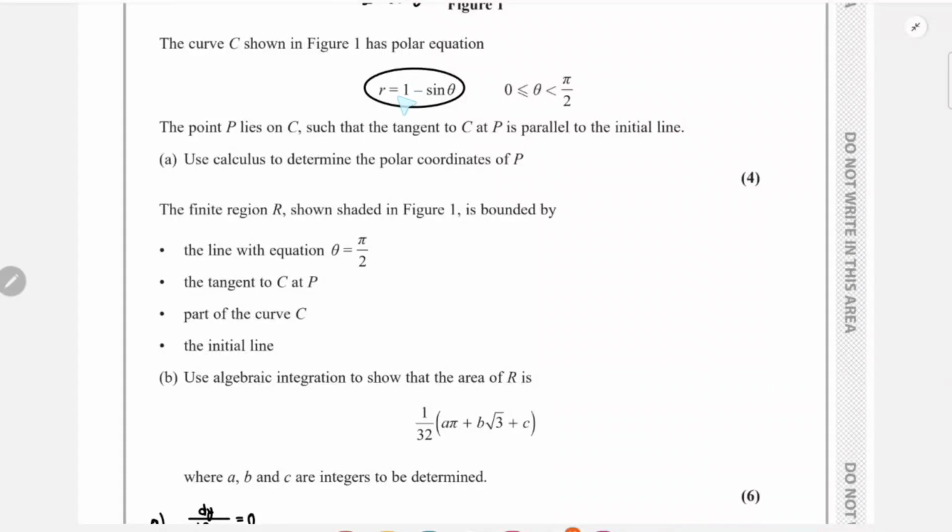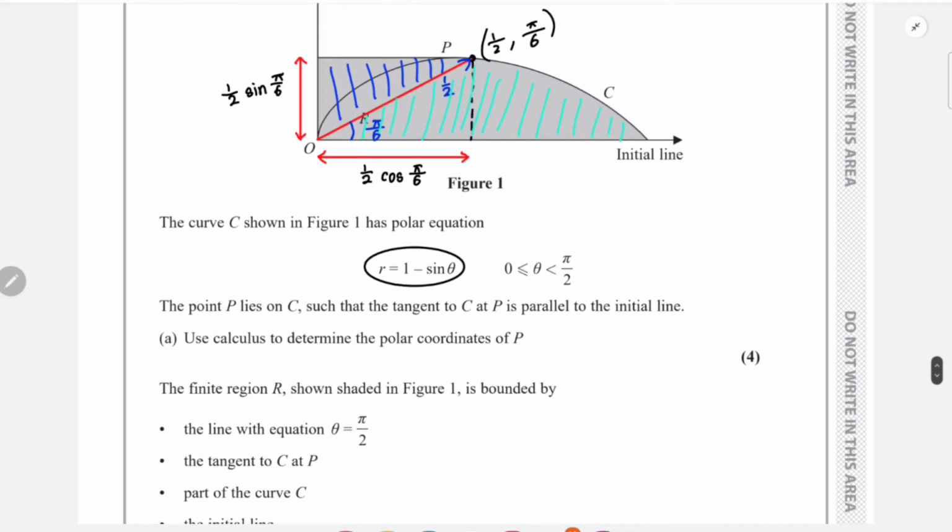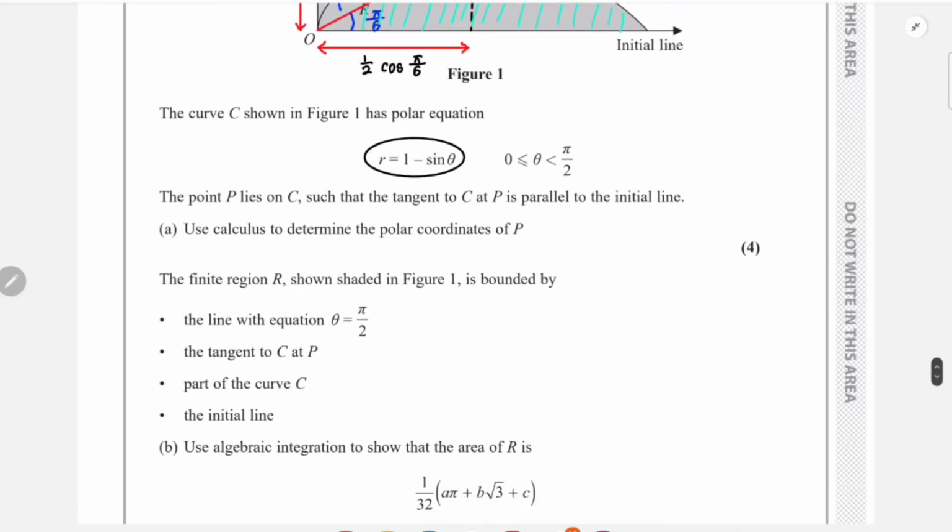We have the equation r equals 1 minus sine theta, and the point P is such that the tangent to C at P is parallel to the initial line. So if it is parallel to the initial line, it means that it's horizontal, which would mean that dy by d theta is 0.